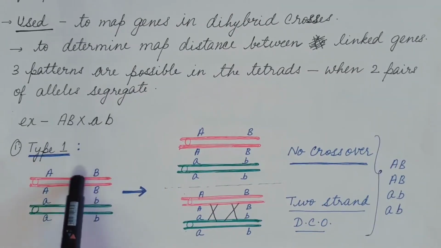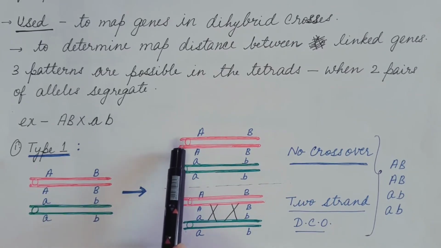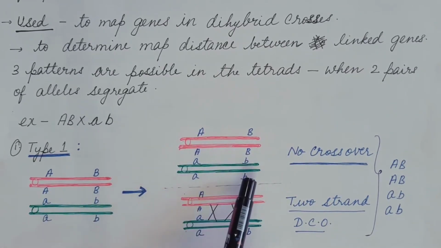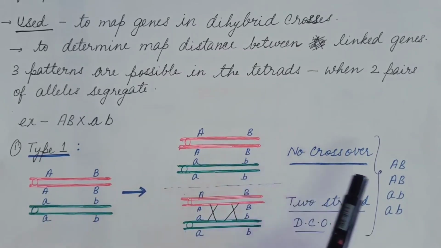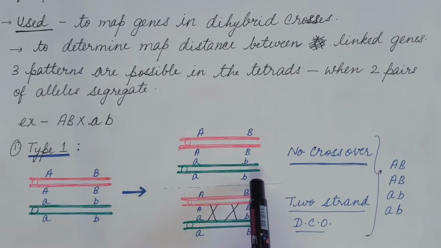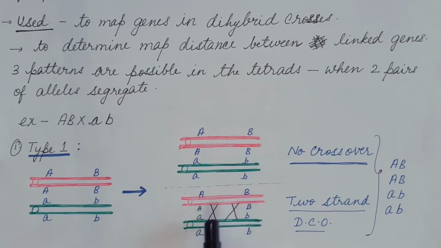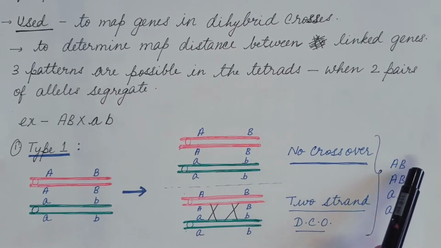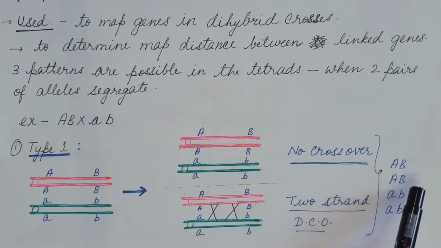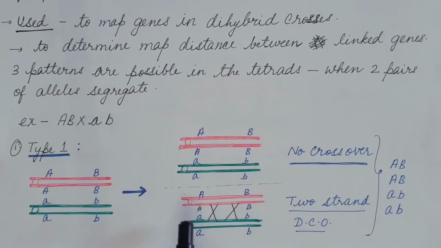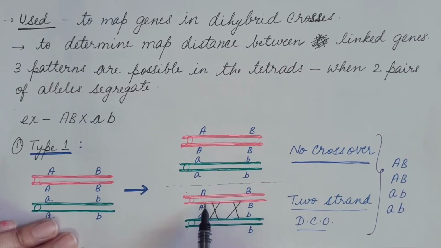Type 1. This is the parental combination. If no crossover occurs, then the product of meiosis is the same as that of the parental type. Or if a double crossover occurs between 2 strands, then also we get the product of meiosis having the parental combination capital AB, small ab. So if we see this figure, there is a double crossover taking place between these 2 strands.